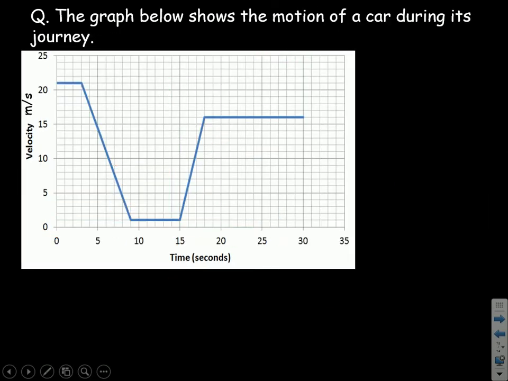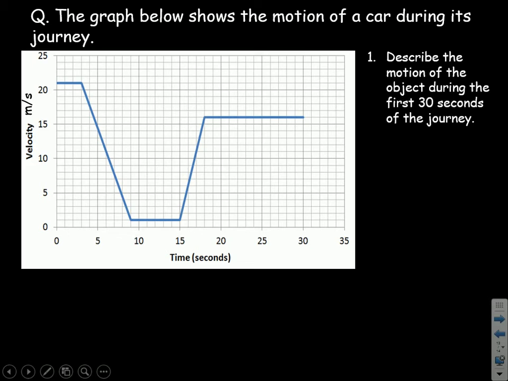Okay then, let's look at another one. So the graph below shows the motion of a car during its journey. So our first question, describe the motion of the object during the first 30 seconds of the journey. So it's from 0 to 30. And right, it is a velocity time graph, therefore I need to keep that in mind. So let's go through this nice and quickly.